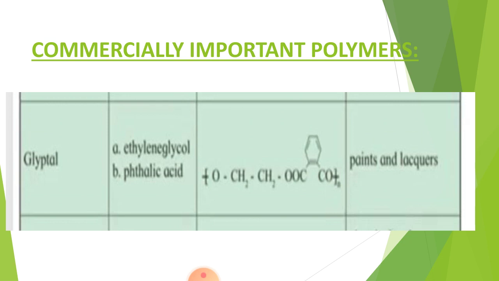What is its polymer structure? Its polymer structure is O, CH2, CH2, OOC, to which a benzene ring is attached, and to this benzene ring, CO, n number of times. So this is the polymer structure for Glyptal. Repeat it again: O, CH2, CH2, OOC, benzene ring, CO, with oxygen on both sides. Oxygen will open its branch to link with another polymer structure.